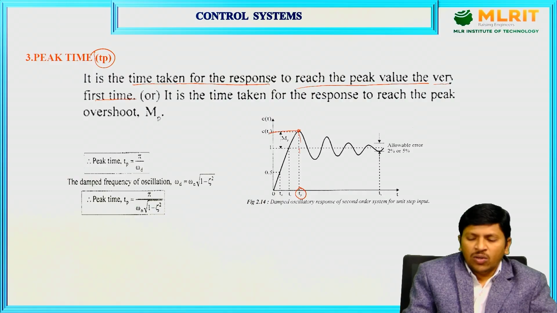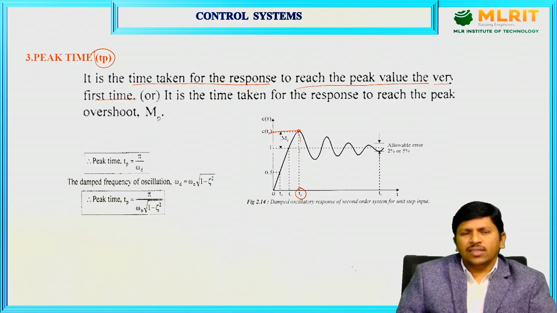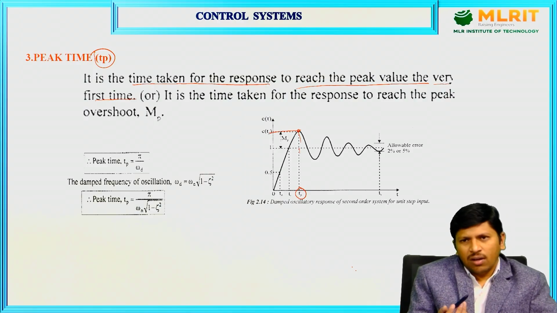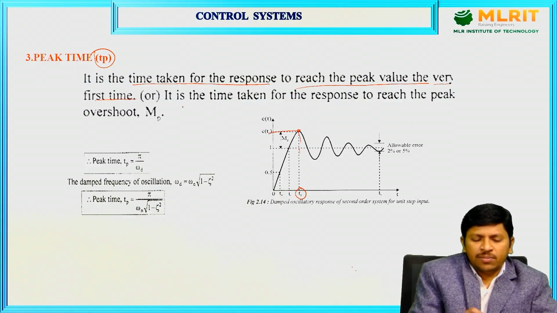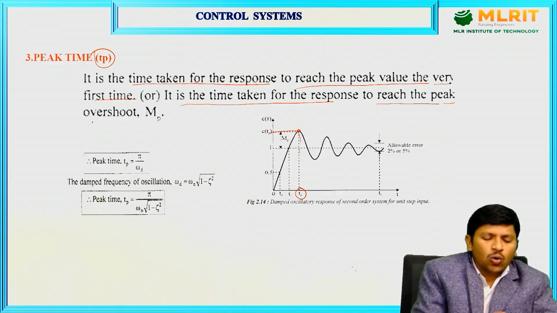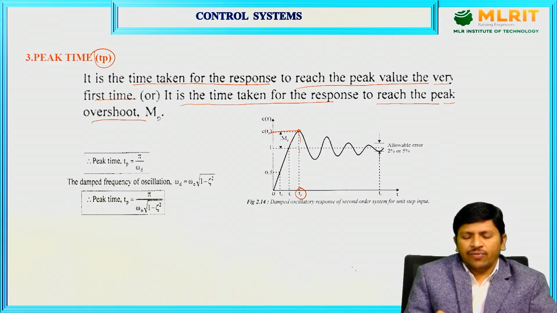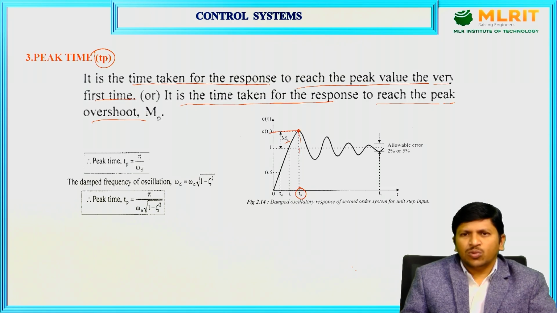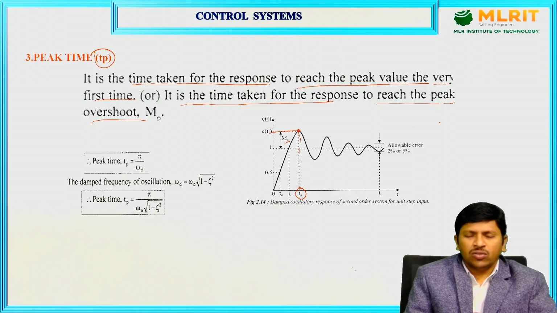It is the time taken for the response to reach the peak value the very first time, or the time taken for the response to reach the peak overshoot. Both are also definitions of the peak time. It is the time taken for the response to reach the maximum overshoot, or peak overshoot Mp, and that is known as the peak time.